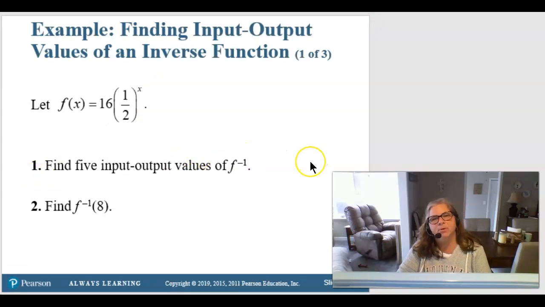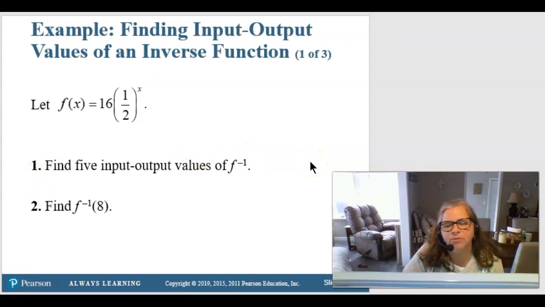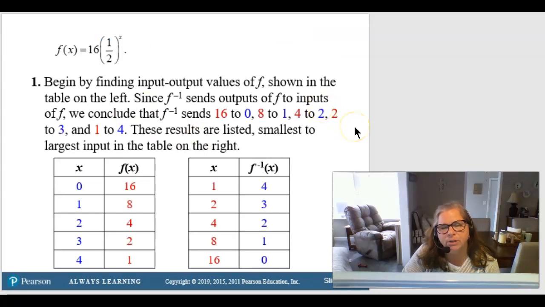So let's look at an example. When your book asks you to find the input and output values of the inverse function, first you need to start with a function and find some values. So you're looking at ordered pairs, you're looking at building a table with x and y, and we're going to use the function f of x equals 16 times a quantity 1/2 raised to the x. So when we do that and we look at our tables, we can see that this original function is this table. The inputs are 0, 1, 2, 3, 4, and when we plug those into x, we get the outputs 16, 8, 4, 2, and 1.